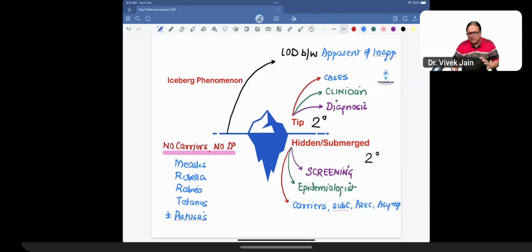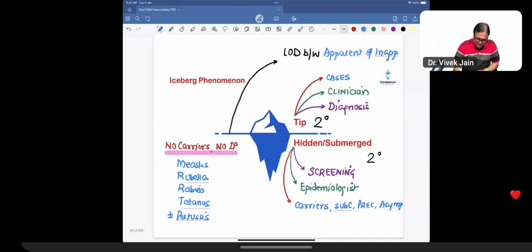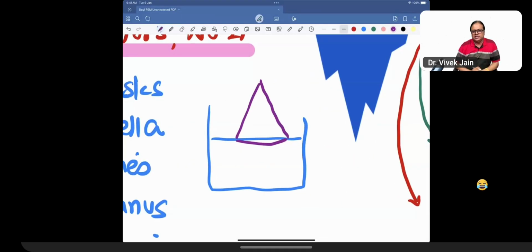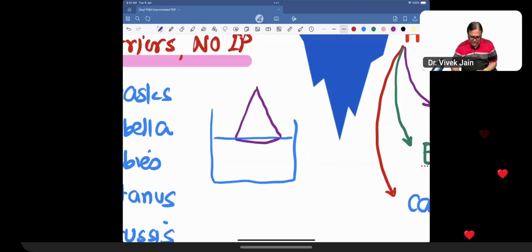Pertussis carriers are seen, but they are not able to transmit so much. Measles has no iceberg phenomenon, very few carriers. Rubella shows subclinical cases again, but very few. So when we say no iceberg phenomenon, it actually means almost everything is visible above the water surface. 1 or 2% may be below, but 98, 99% you can easily detect in the community.